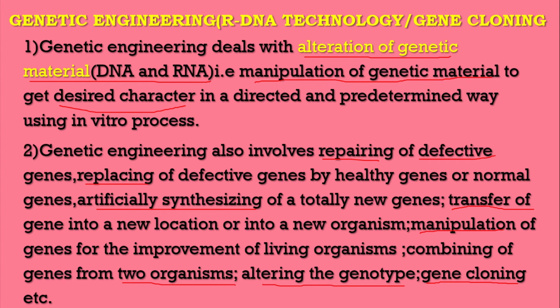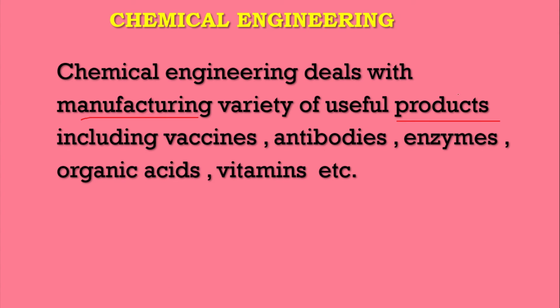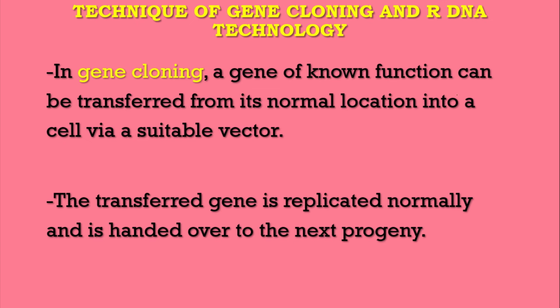Here the genetic material can be manipulated or altered, while in chemical engineering, production of useful products can be done. Useful products means things like vaccines, antibodies, vitamins, etc. Then the new topic we are going to study here is techniques of gene cloning. What is gene cloning exactly?